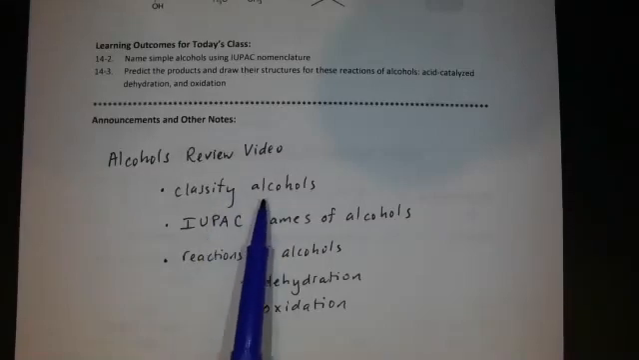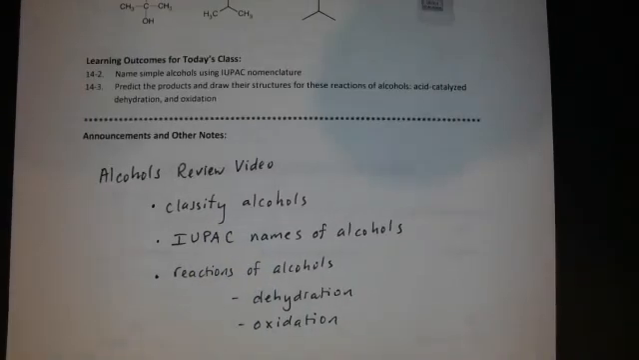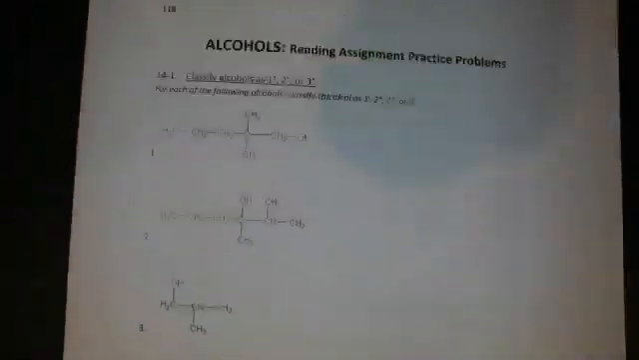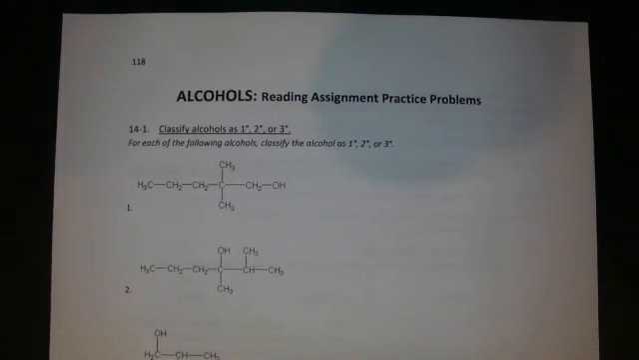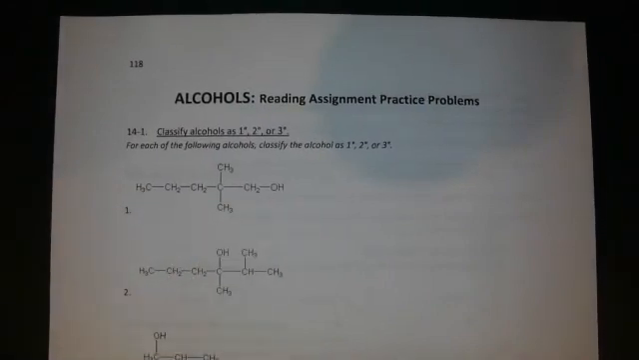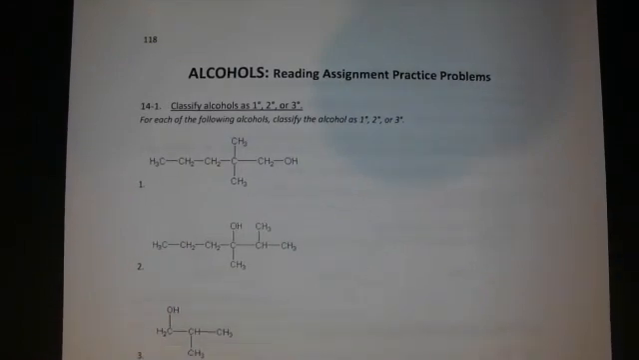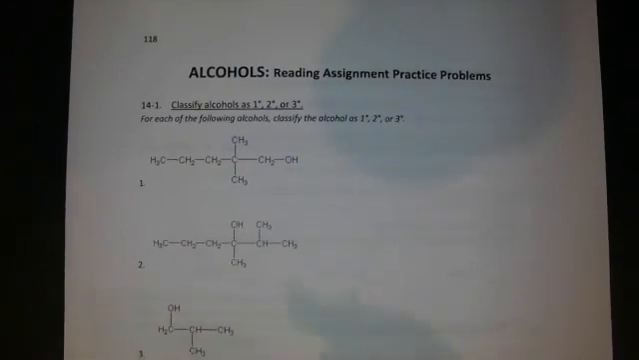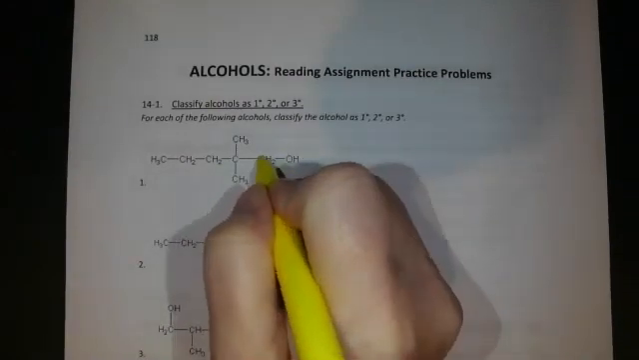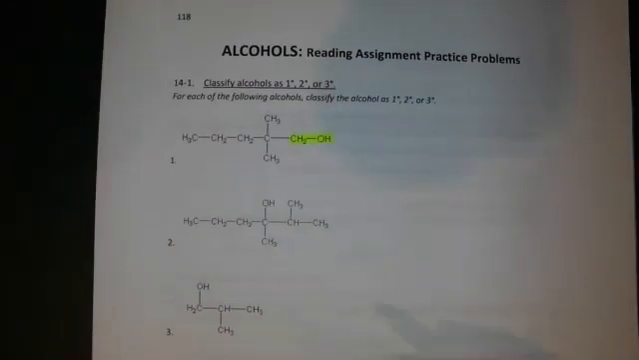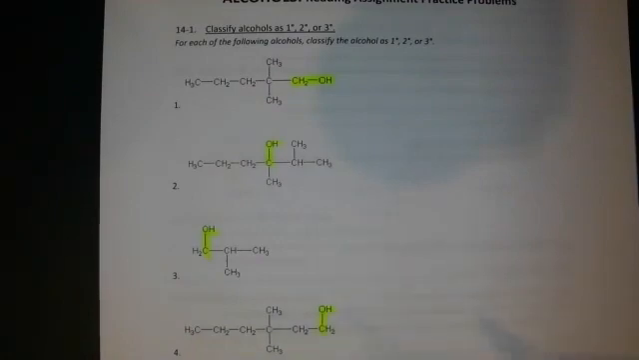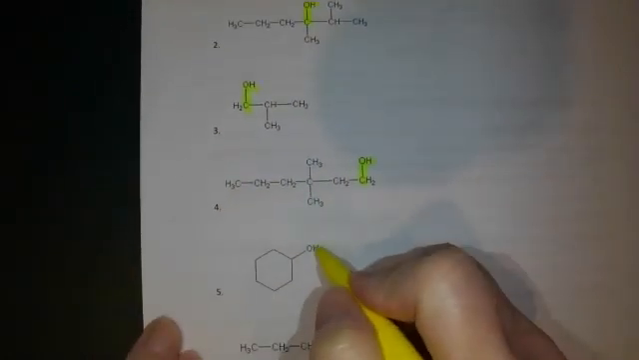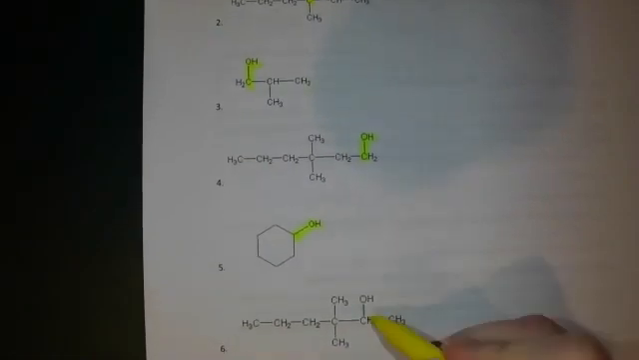So for classifying alcohols, one page prior, page 118 has some practice problems on classifying alcohols. Let's take a look at a couple of those. Remember that what makes something identify as an alcohol is OH bonded to carbon, OH bonded to carbon, OH bonded to carbon, OH bonded to carbon, and OH bonded to carbon.